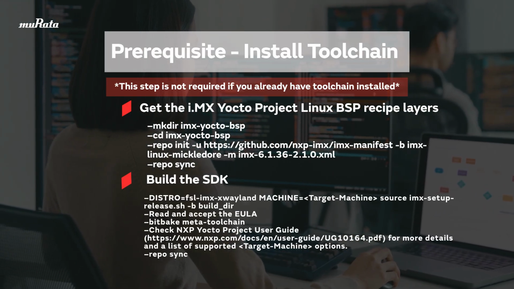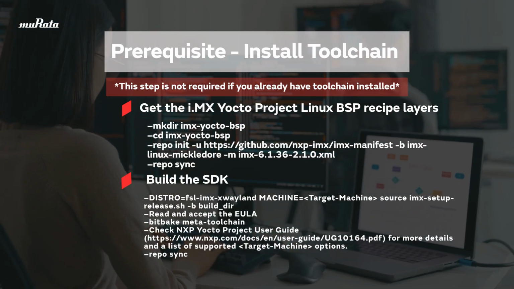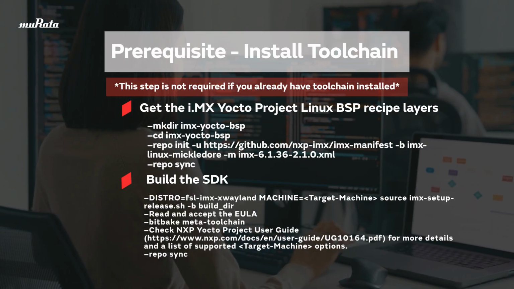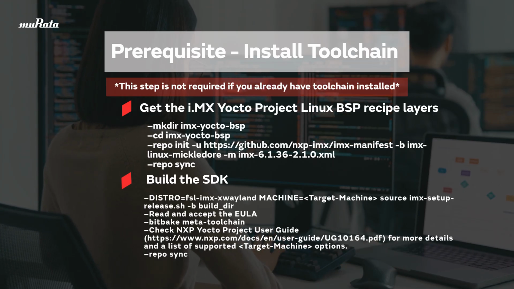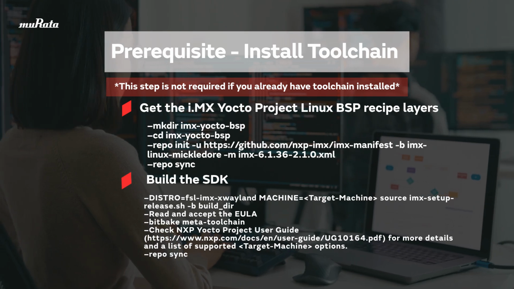Once the sources are available, we start the Yocto build environment for the target machine. At this point, the license agreement must be reviewed and accepted before continuing. Instead of building a full image, we build only the cross-compiler by running the meta toolchain target. This generates a standalone cross-compiler matching the NXP kernel and BSP.